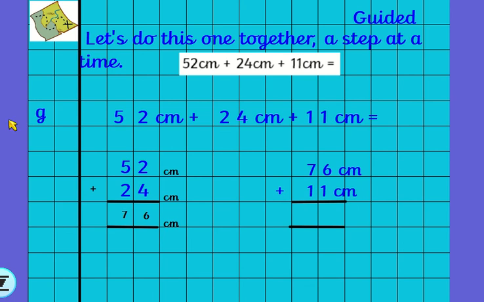Okay, welcome back. So we've done that bit, we've used the total, the sum there, and put it there, and we now need to solve this bit, don't we? And we need to look at 6 add 1 would be 7, and 7 and 1 would be 8. So my answer would be 87 centimetres, wouldn't it? And the last thing I need to do then is write that up here.